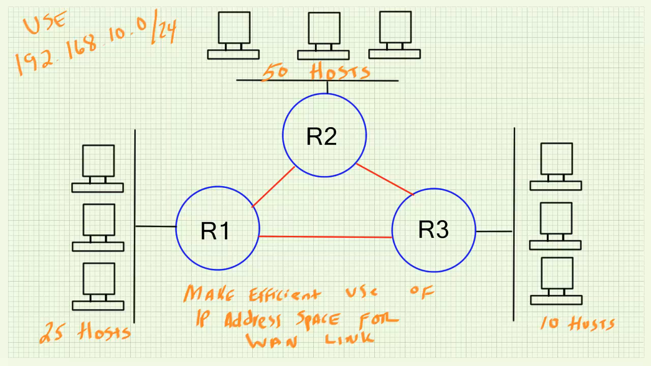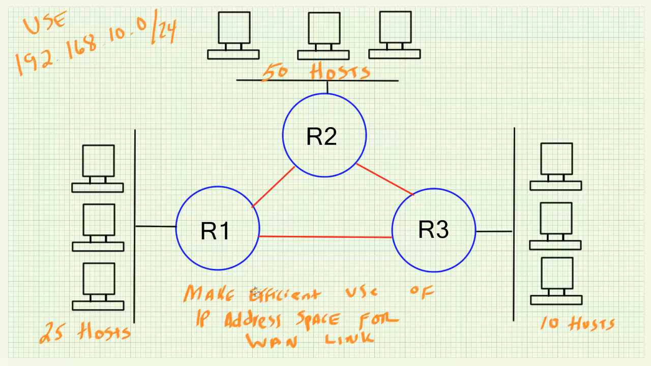Now, if we look at each of our locations, we can see that we have to be able to support a certain minimum number of hosts at each of these locations. We can see that location number 2 has the largest number of hosts required. We need to be able to support 50 hosts on the local area network at location 2. At location 1, we need to be able to support 25 hosts on the local area network. And then finally at location 3, it's our smallest location. We need to be able to support at least 10 hosts on the local area network of location 3.